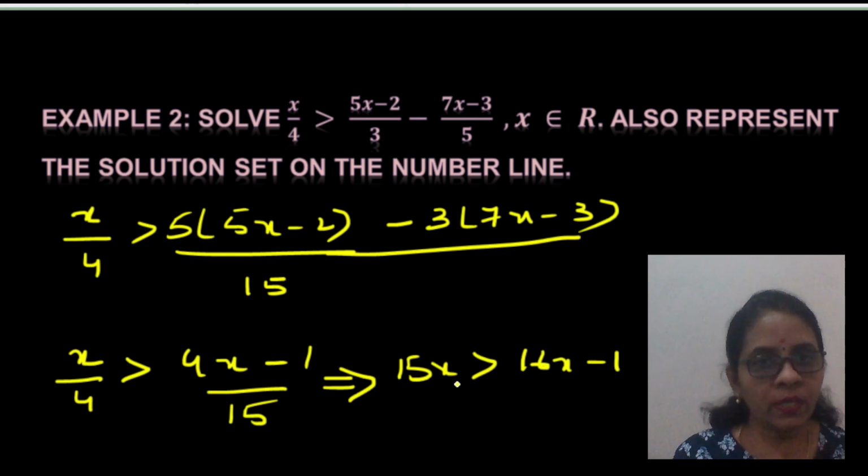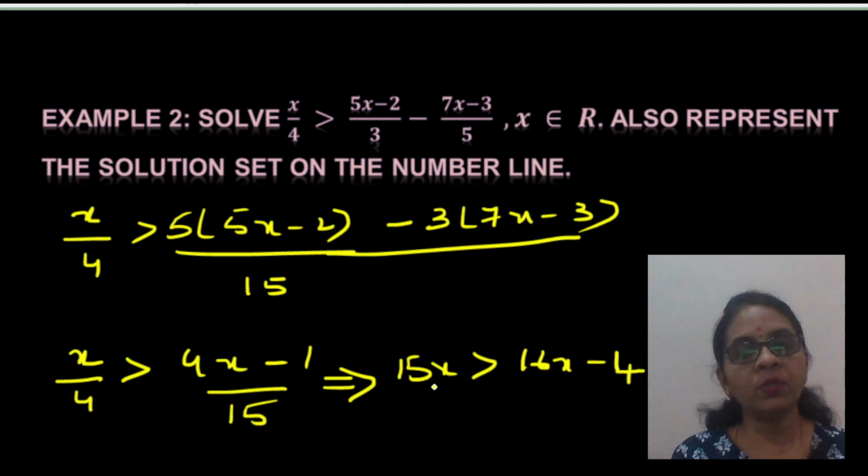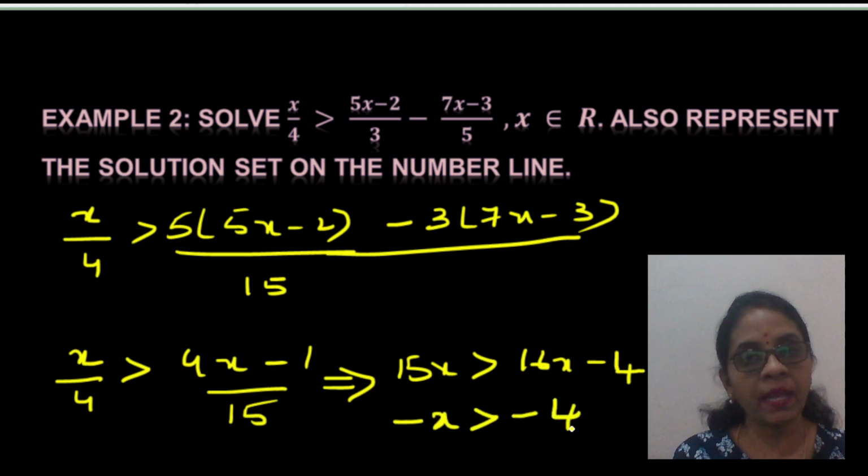16x minus 4, I am sorry. I will transpose this 16x to this side. So it becomes minus x is greater than minus 4. Now remember that rule: if you are multiplying or dividing both sides of an inequation with a negative number, here the negative number is minus 1, the sign of the inequality changes. Therefore, x becomes less than 4.